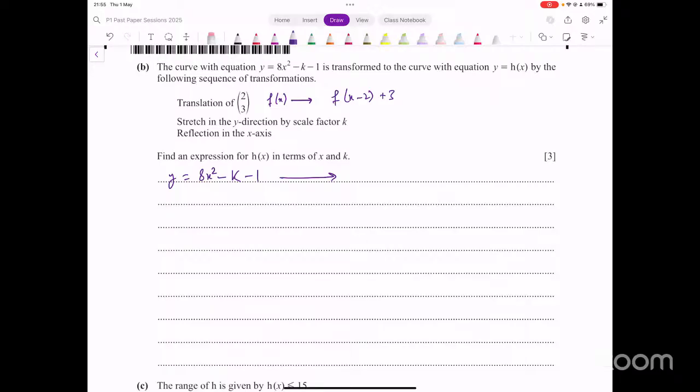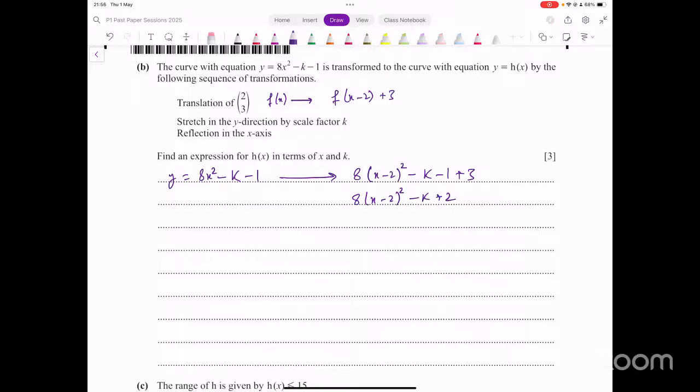In place of x, you write x minus 2. So it becomes 8 into x minus 2 whole squared minus k minus 1. And then with this whole function, you add 3. So that simplifies to 8 into x minus 2 whole squared minus k plus 2. That's the first thing that happens.